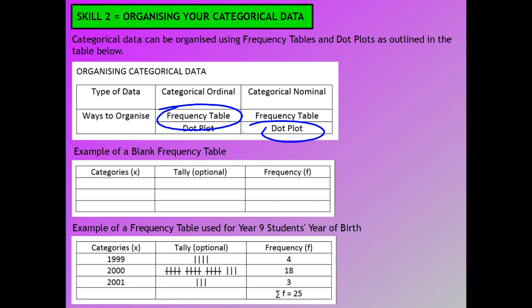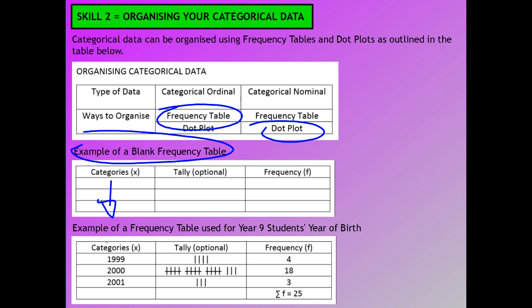A frequency table is what I've set up here. There's a blank one below. You normally have three columns. One for your categories, because you've got categorical data. So an example of that might be the colour of car that people drive. A tally, which is where you record your results. And a frequency is where you add up your tally scores.